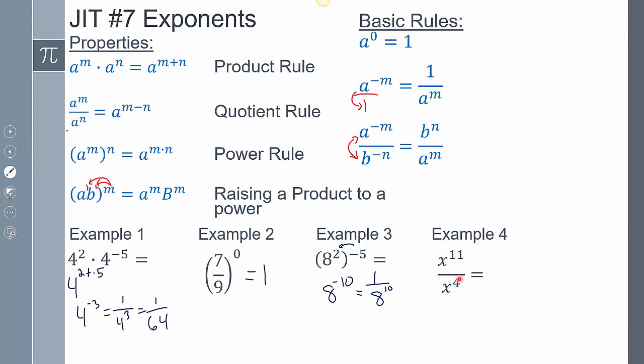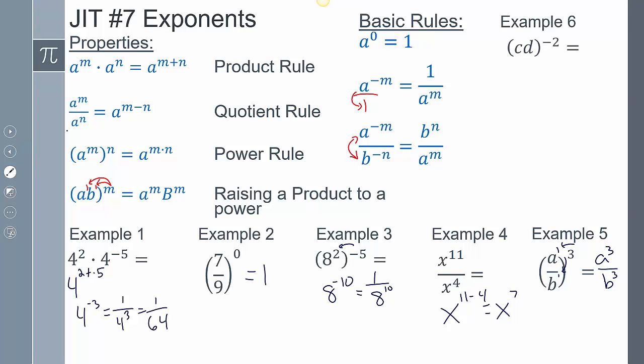Example number 4, whenever we're dealing with powers and the bases are the same and we're dividing here, you're going to subtract the powers. So this is going to be x to the 11 minus 4. And so I simplify that, and that's going to give me x to the 7th power. Example number 5, this is another one of those rules where I have this to some sort of power, and so that power is going to go to both of them. Imagine if there's 1s there, and so that's going to be a to the 3rd over b to the 3rd.